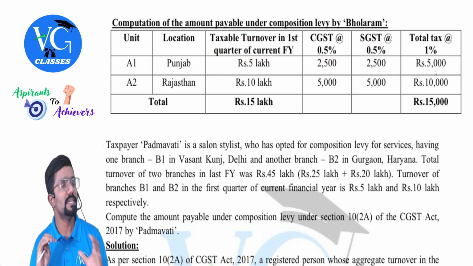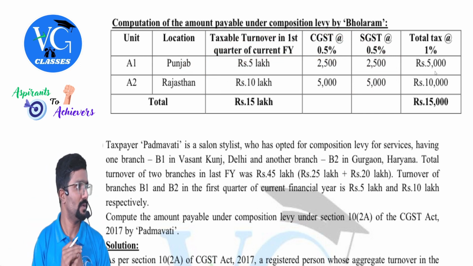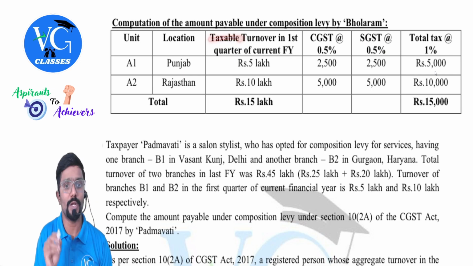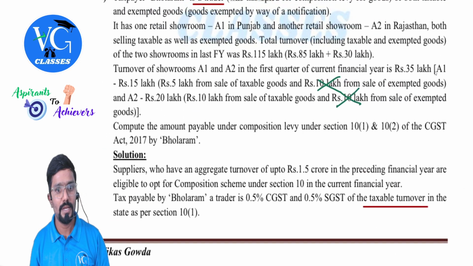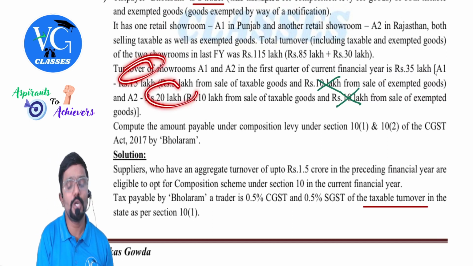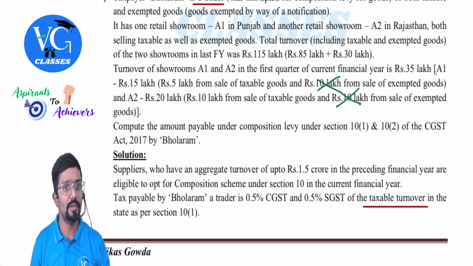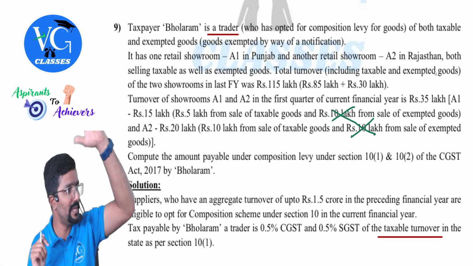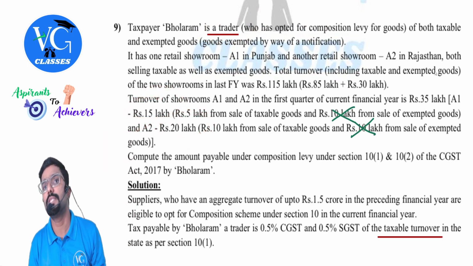Is that clear? Yes. Sir, what if in the same question, Bolaram was a manufacturer? I should take total turnover. So instead of 5 lakh and 10 lakh, I should take 15 lakh and 20 lakh. Just one word change, that's all. Instead of trader, they have given manufacturer. Hope you understood. Please be careful. We need to take total turnover, that is 15 plus 20, 35.